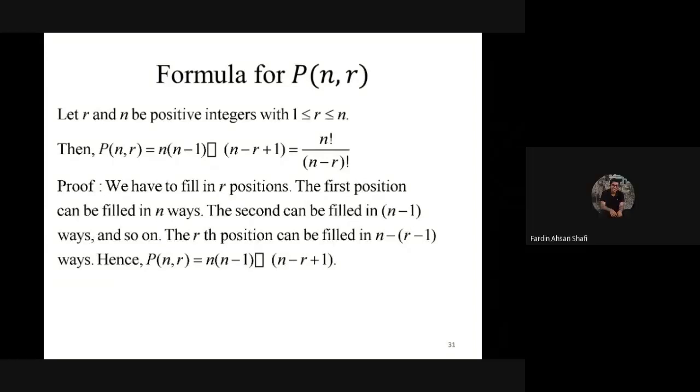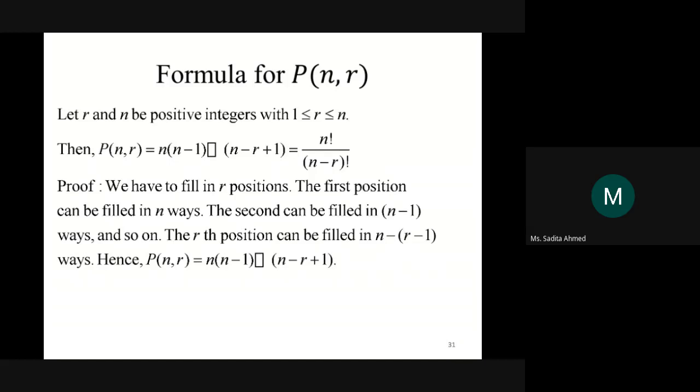N minus 4, exactly. Why? Because by the time you get to the fifth position, you've already selected 4 elements. So you have N minus 4 options left to select the element for the fifth position. And it will keep progressing in that way. Same goes on until the rth position, the element in the last position.